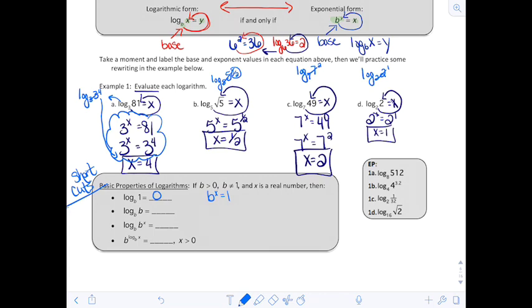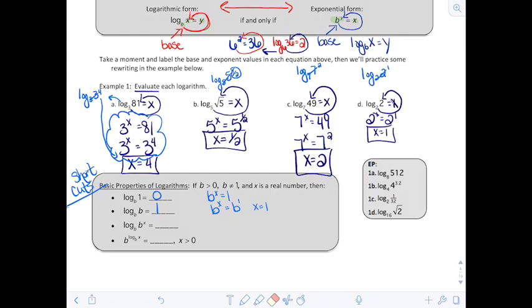Anytime you take the log of 1 with any base, the answer is 0. The next one, the log base b of b is what? Well, if I wrote that as an exponential, setting it equal to x, it would be b to the x equals b to the first. So x equals 1. So in this case, also noticing those are 2 of the same, the bases are the same, the answer is our exponent.